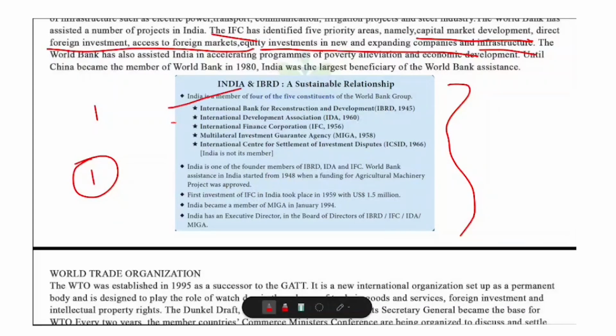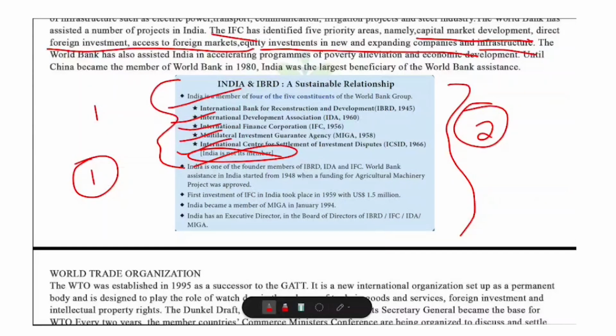Then IDA, that is International Development Association. Then IFC, International Finance Corporation. We have already told about that. Then Multilateral Investment Guarantee Agency, 1988. It was joined in 1988. Then International Center for Settlement of Investment Disputes. India is not a member. Okay. So that's about those members.